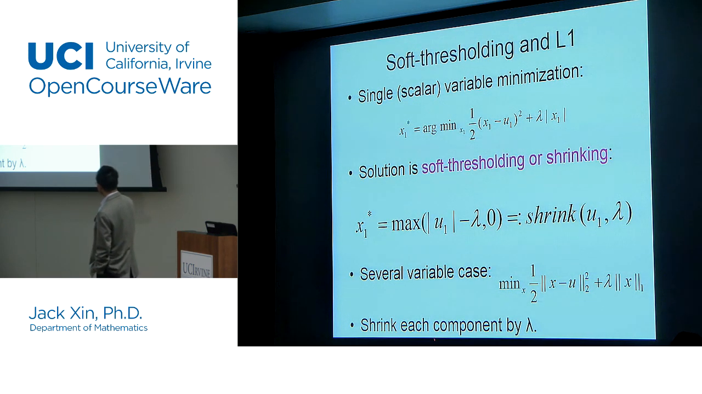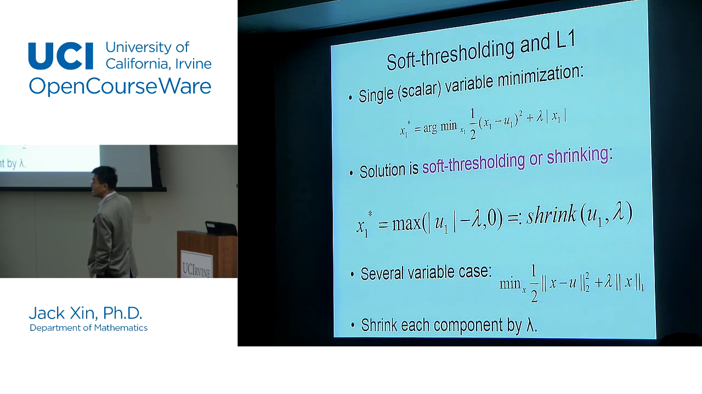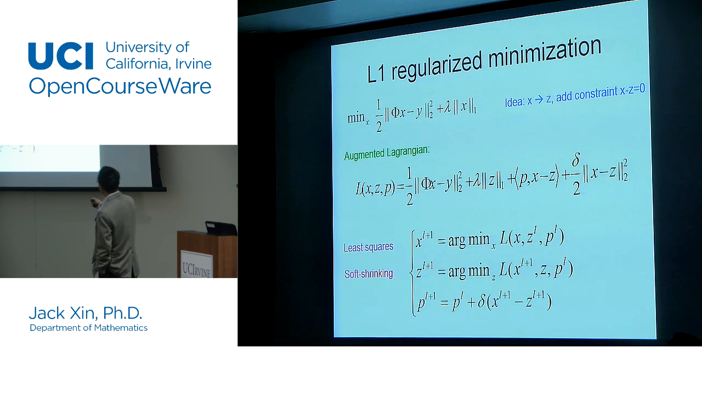Therefore, the answer is a shrink component by component. So this function also provides a solution to the vector case if x is decoupled. Okay, now come to the coupled case.